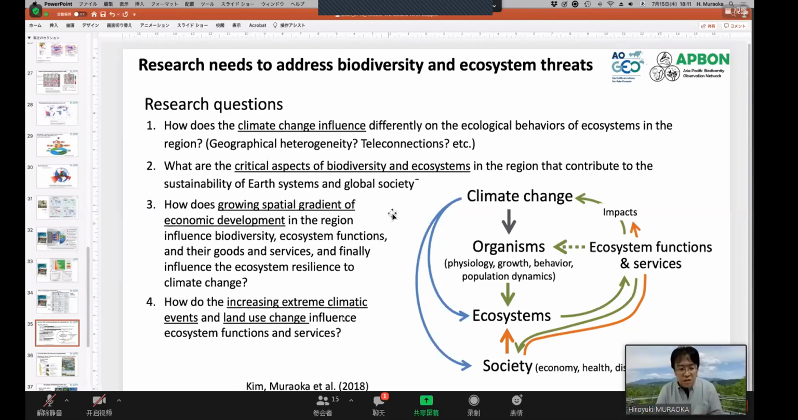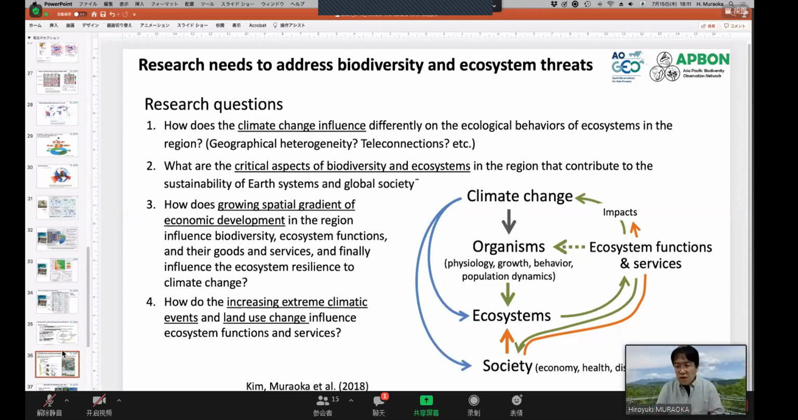And the third one is, how does the growing spatial gradient of economic development or societal activities in our region impact biodiversity, ecosystem services, and goods and services, and how do they impact ecosystem resilience to climate change? And how do increasing extreme climate events and land use change influence ecosystem function and services and our society? These are still the questions that we have to try to address.